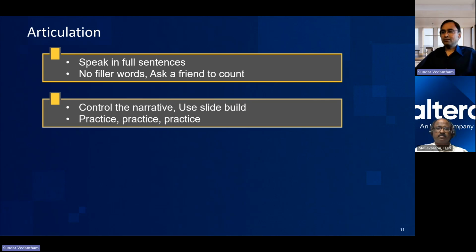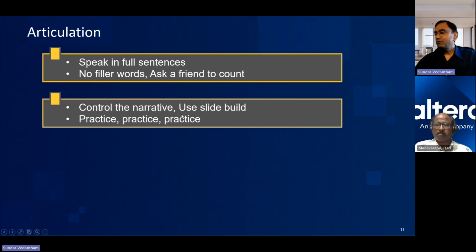So practice, right? Speak in full sentences. Do not use filler words. Ask a friend to count or tell you what kind of mistakes you are making. And once you get these things going, maybe you are doing this for one particular presentation, but once this becomes your second nature, usually you become much more conscious of it, and slowly your presentations start to become better and better, even if you don't practice a lot, right?